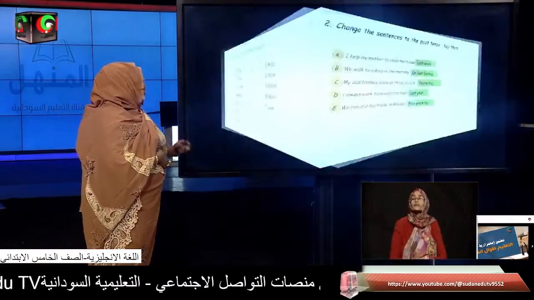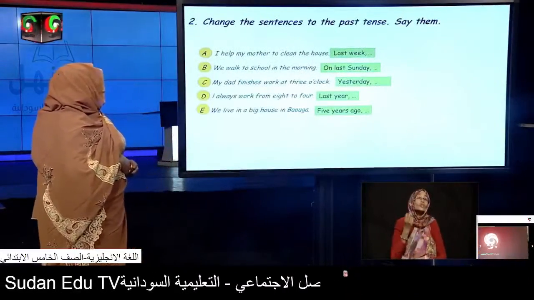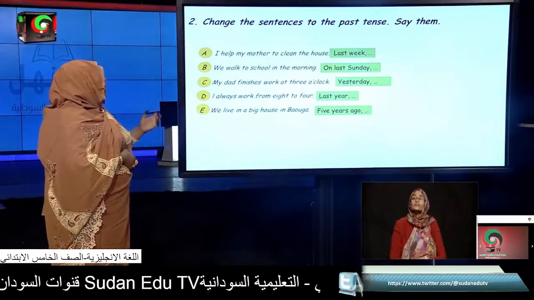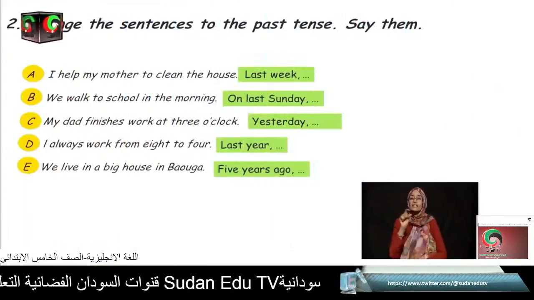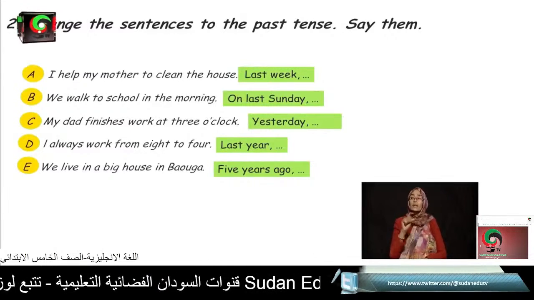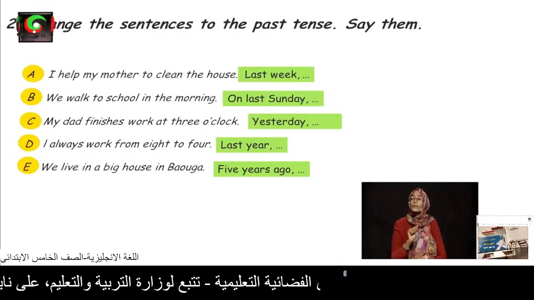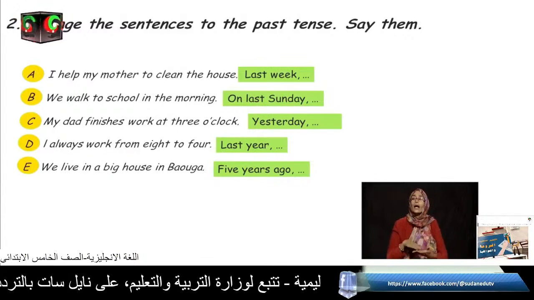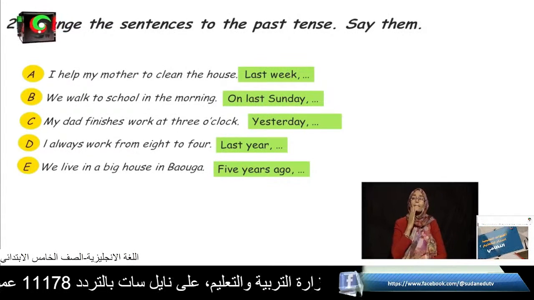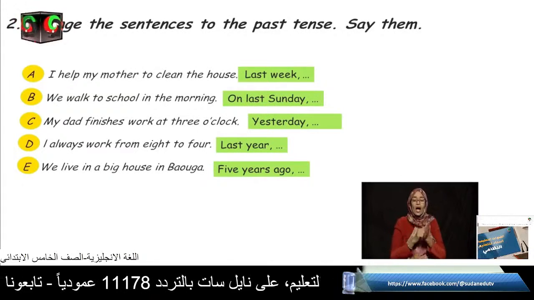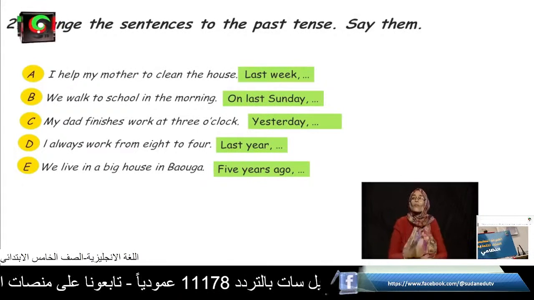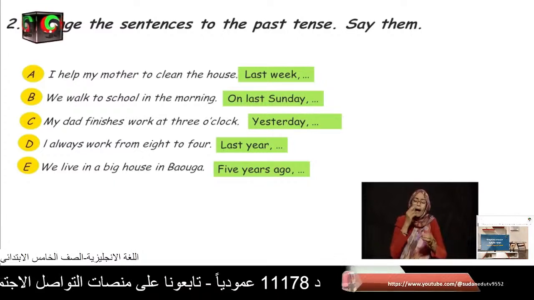Let's move to the next activity, which is activity 2. Change the sentences to the past tense. Say them, okay? Let's see what the sentences are. A, I helped my mother to clean the house. That means I always help my mother.